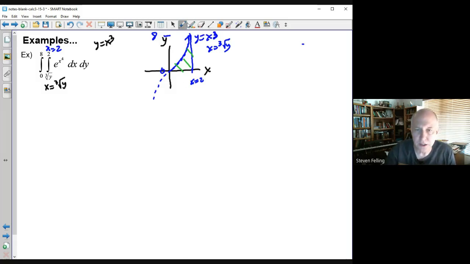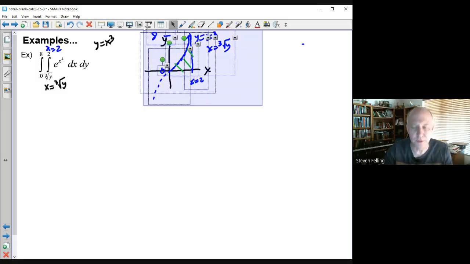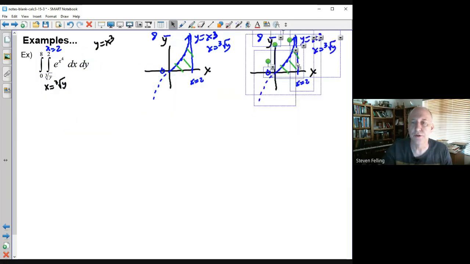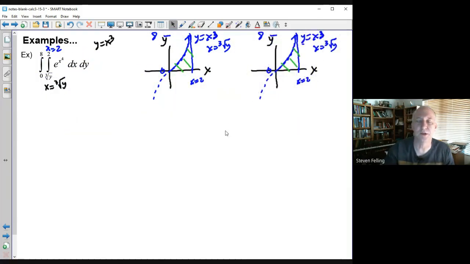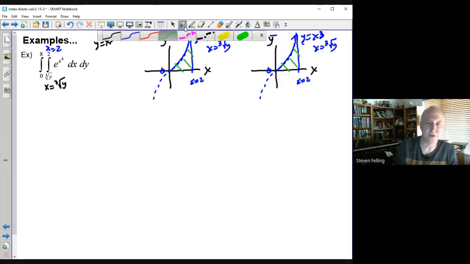Let me go ahead and make a copy of that because I have a feeling we're going to have to change these things. I'm going to make a second copy just to demonstrate something. So maybe first we would try just the way it's actually written. X is first, right? This is what's written. We're going from the cube root to 2 in the x direction.